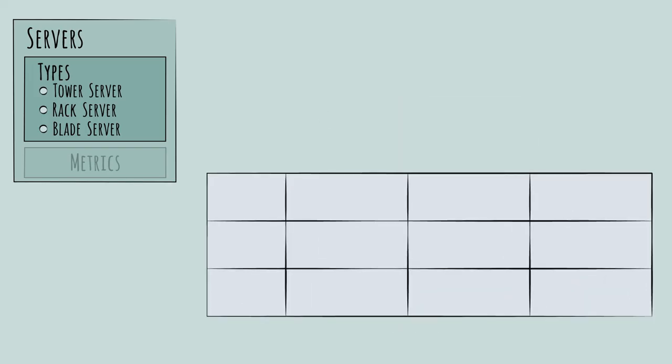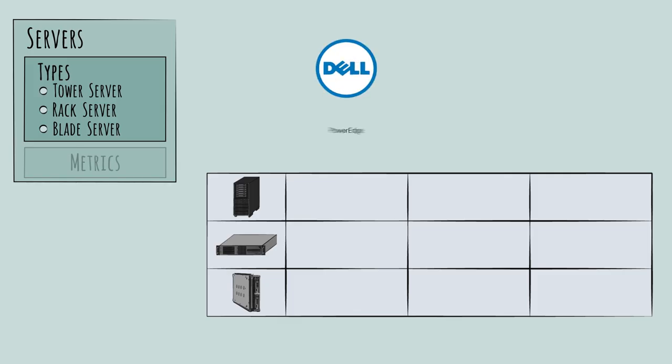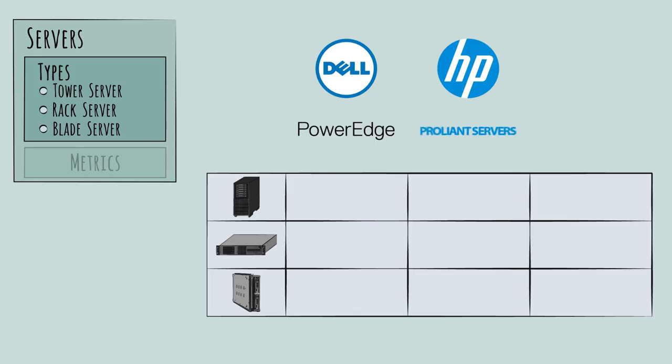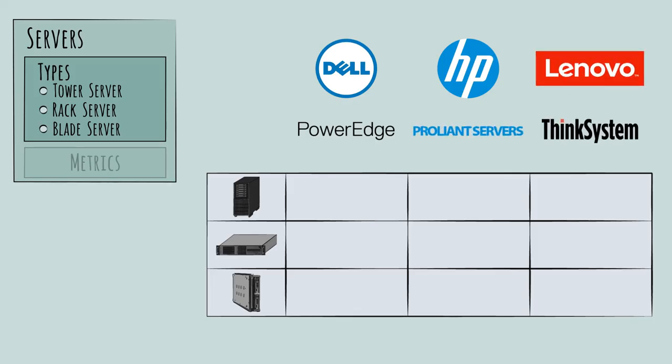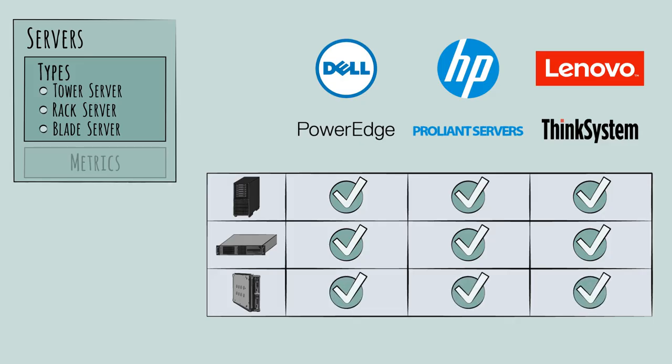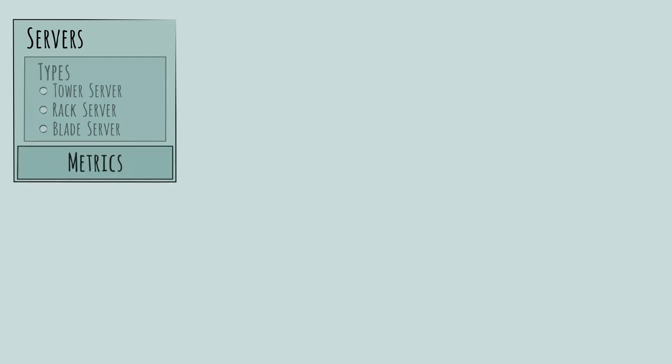Most of the major companies offer a range of servers across types. For example, Dell's PowerEdge series, HP's ProLiant series, and Lenovo's ThinkSystem series each include tower, rack, and blade variants. Let's turn to the common metrics people use to compare different server products.